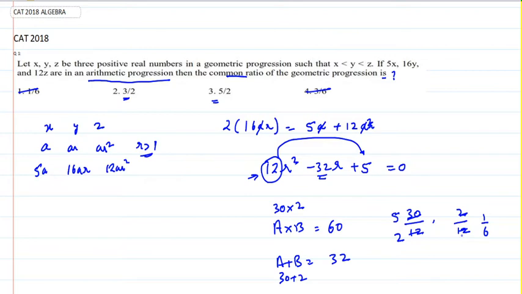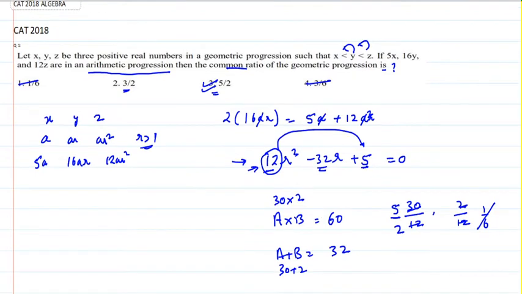As the question clearly says, y is more than x and z is more than y. It is an increasing GP. So 1 by 6 is not a possible value for r. It has to be 5 by 2. It is totally your choice. You could have tried and replace a value here as well. That will also work fine. The trick I'm trying to show you here is multiply first and the last term whenever there's a coefficient in front of the square.